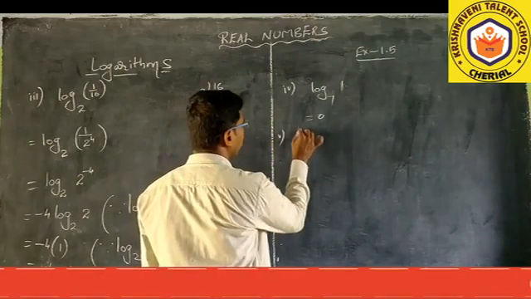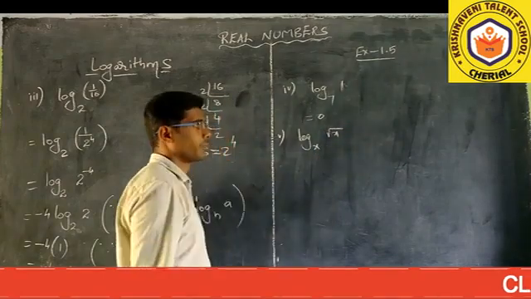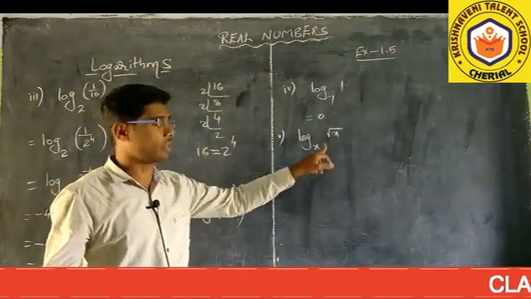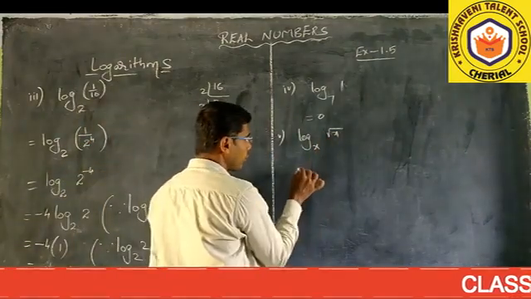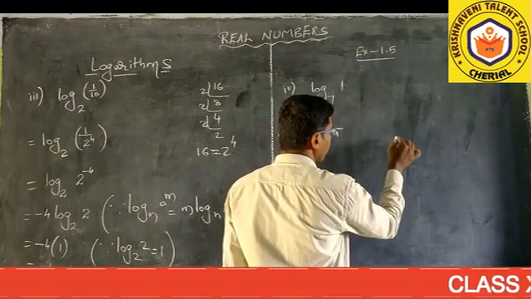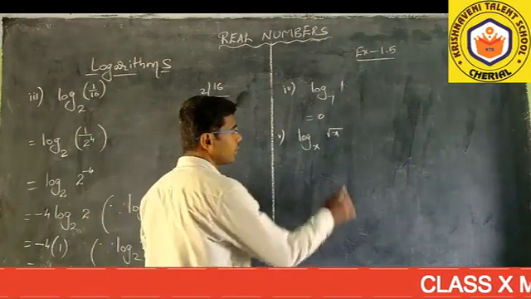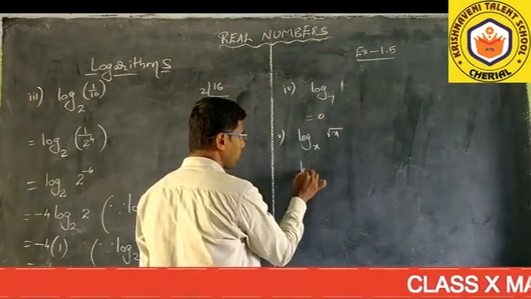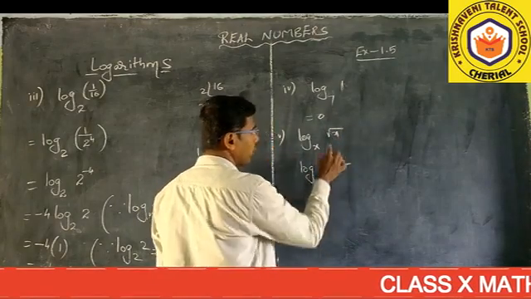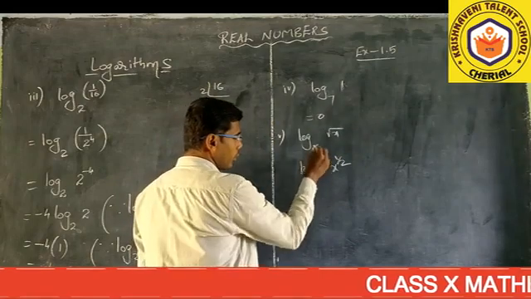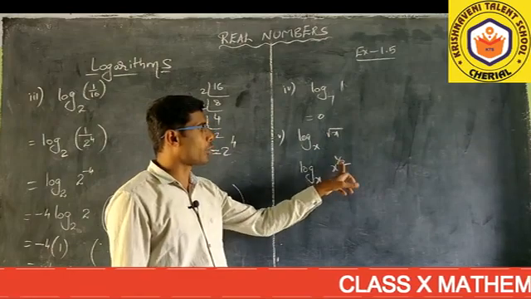Next, the fifth one. Log root x to the base x. We are asked to find the value of log root x to the base x. Now here, root x is the square root. Already you know, the nth root of a you can write as a to the power of 1 by n. By that condition, here the root is second order, so we can write it as 1 by 2. So root x we can write as x to the power of 1 by 2.